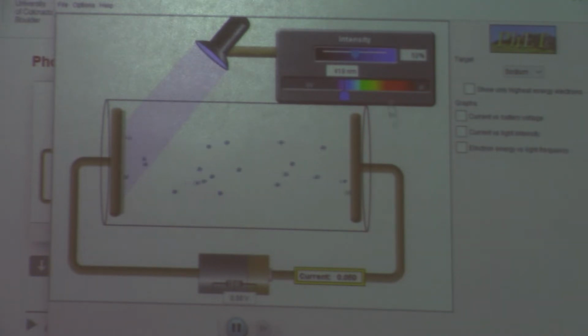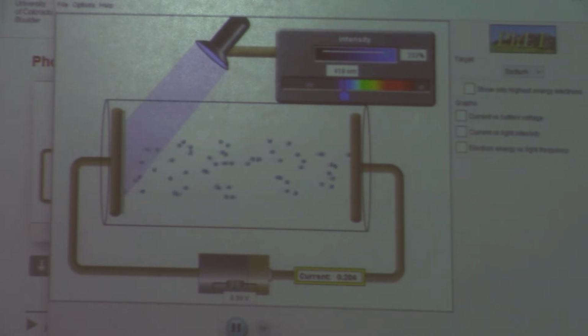So, now we're going to go back up to, on number 14, I'm going to return the intensity to 100%, okay? And now I'm going to increase the voltage to 0.5. Now this is going to be important. I'm going to have a positive voltage.